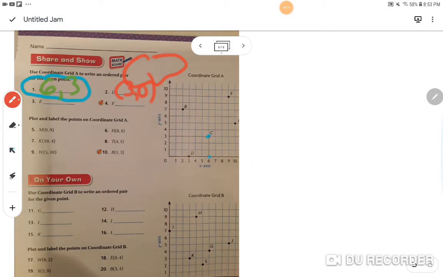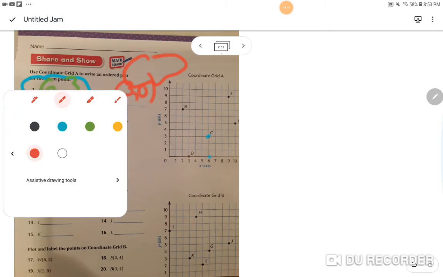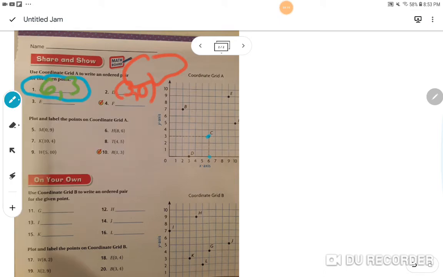All right, let's look at the next section. The next section says, plot and label it on coordinate grid A. They want you to go to 0, 9, and they want you to put an M. So again, go over first to 0. Well, guess what? I'm already there. And then go up 9 and put a dot at 0, 9, which would be right there. And then they say put the letter M next to it. That wasn't that hard.